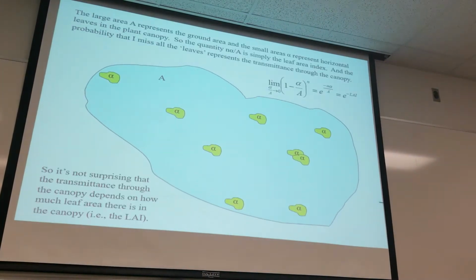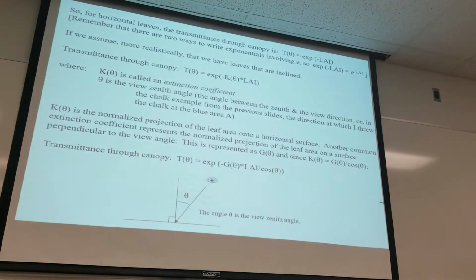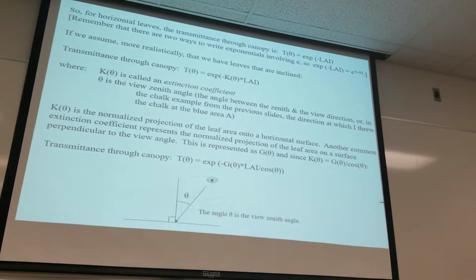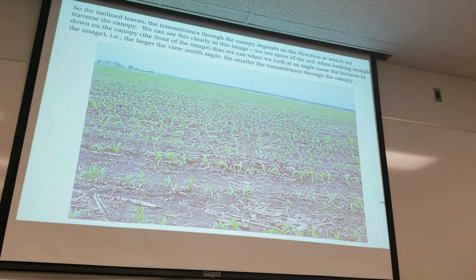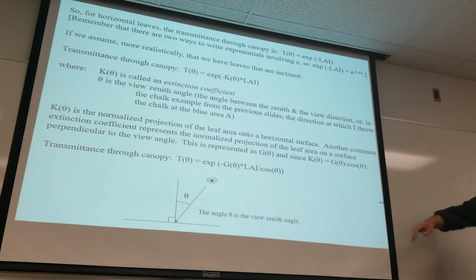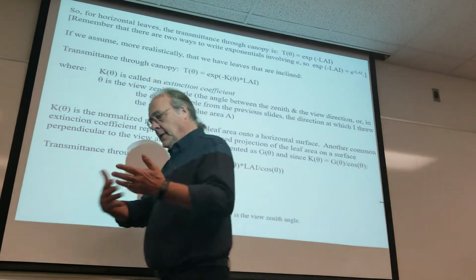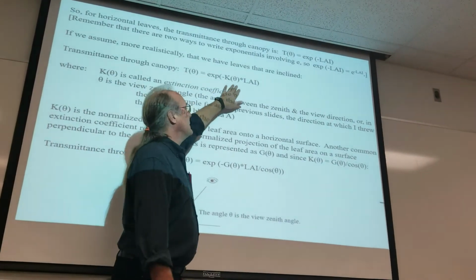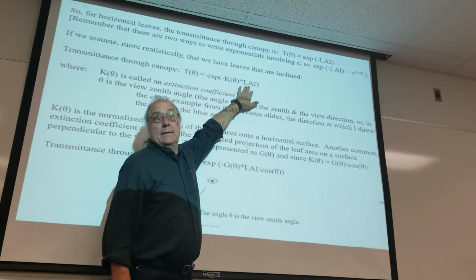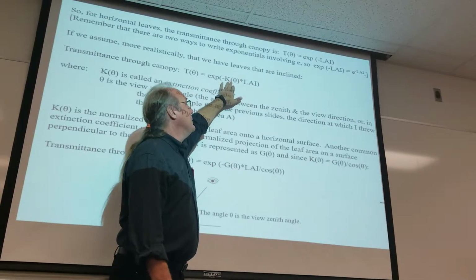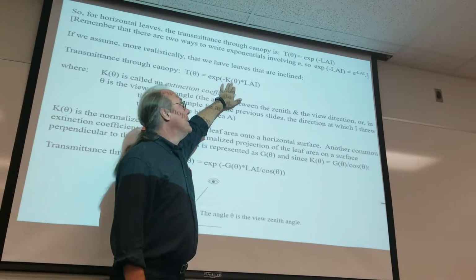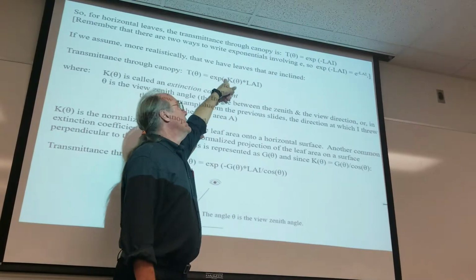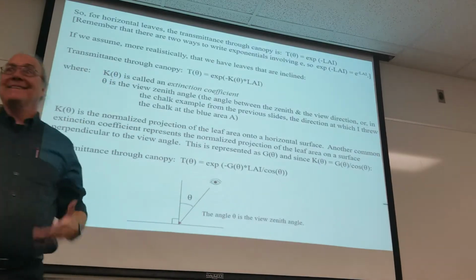Okay, I went into this little derivation to come up with the transmittance through the canopy. We have to consider the way light moves through the canopy. The transmittance through the canopy is a function of how much leaf area is in the canopy and the arrangement of those leaves in the canopy. So the leaf area index and the leaf angle distribution. Here it's symbolized by this K of theta, the extinction coefficient.